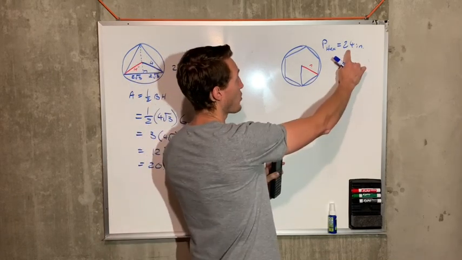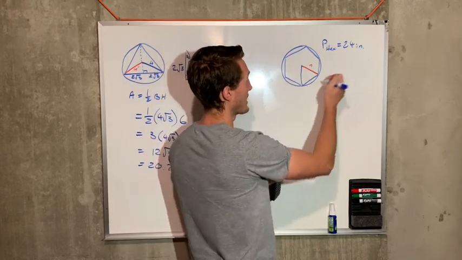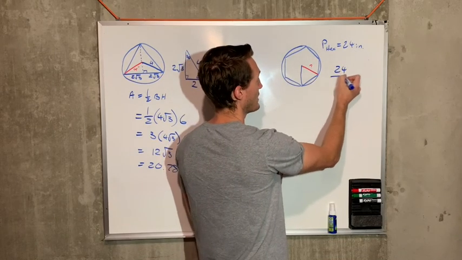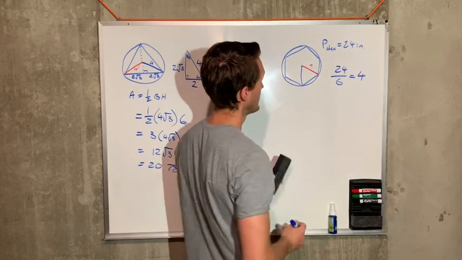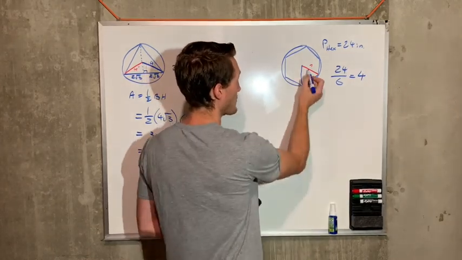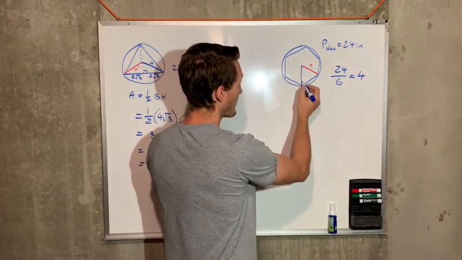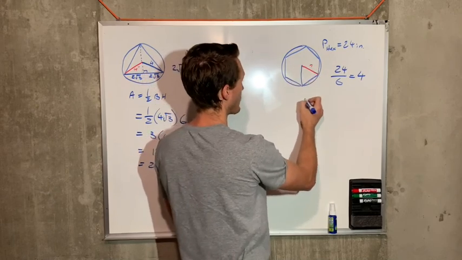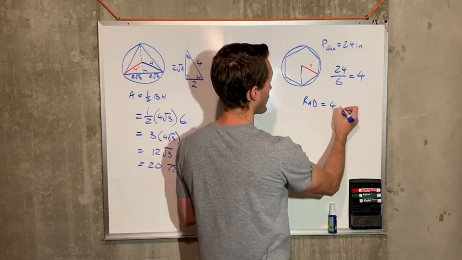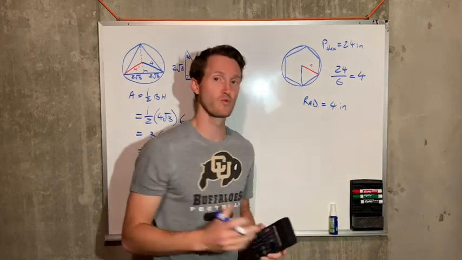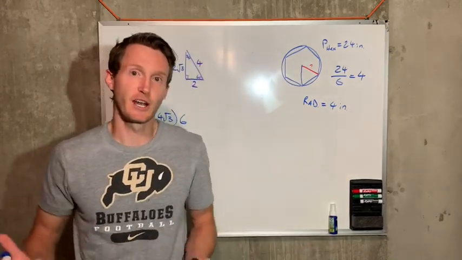So since the 24 is the perimeter and there are 6 sides, what I'm just gonna do is 24 divided by 6, which is going to give me a 4. And that tells me the length of the side is 4. That also tells me that the radius is 4. So radius equals 4 inches. So that was a really quick, short problem, and you've got your answer, okay?